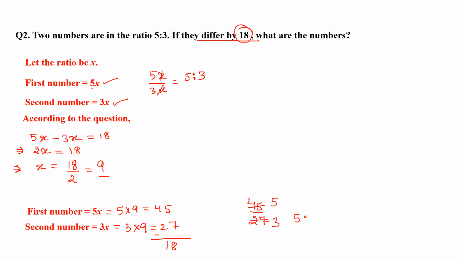So you can see ratio is also 5 is to 3. It means your answer is correct. It is 45 and 27. Isn't it? Is it clear to everyone? So just read the question step by step and then solve it. Now I am moving to the third question.